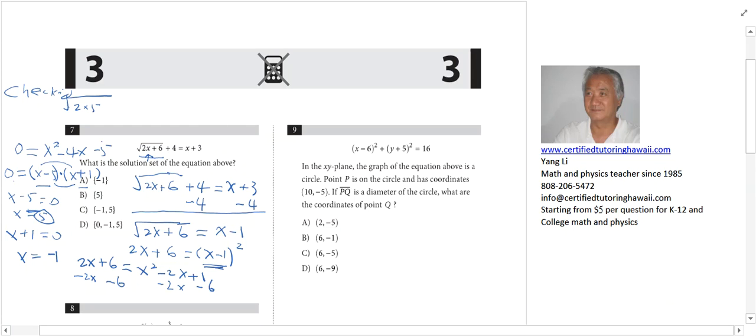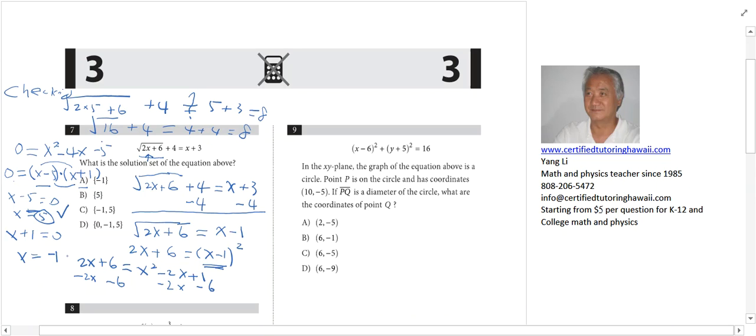So square root of 2 times 5 plus 6, and then plus 4. I'm going to check if this equals 5 plus 3. Let's check. 2 times 5 is 10. 10 added to 6 is 16. So you have square root of 16 plus 4. That would be 4 plus 4, which equals 8. So this one also equals 8. That's good, so that means 5 is a good answer.